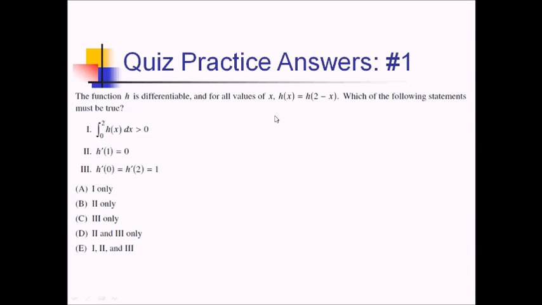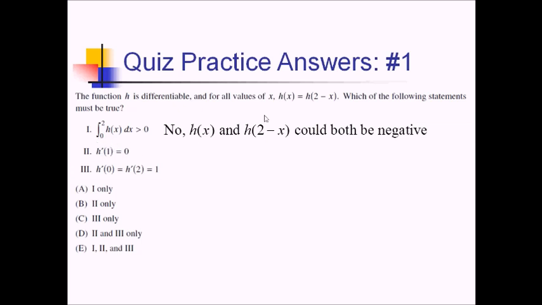And I mean, this would be true if we could assume that both of these functions were positive, but what if they're both negative? They could still be both negative in this interval and still equal each other. So because they could both be negative, this statement is not necessarily true. Next statement, h prime of 1 equals 0.